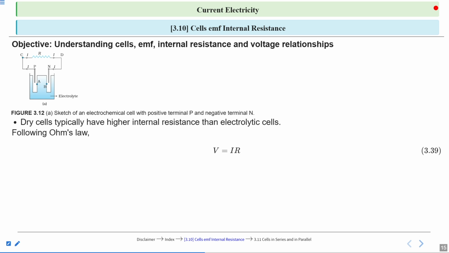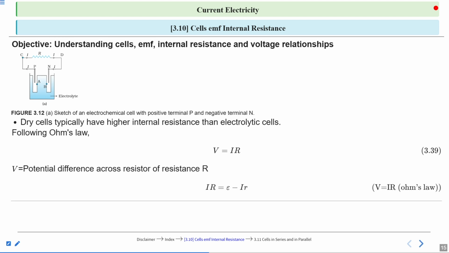Now we have the equation 3.38, V equals epsilon minus I small r. In the external resistance, what is the potential difference across the external resistor? V equals IR, the potential difference across the resistor of resistance R. In the external circuit, V is the current flowing through that resistor times the resistance of that resistor. So V equals I capital R for the external circuit.